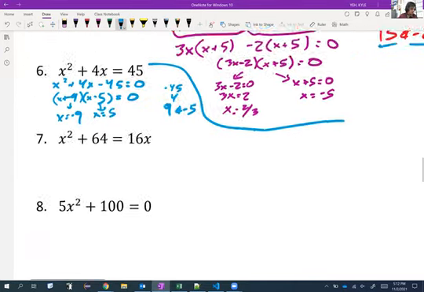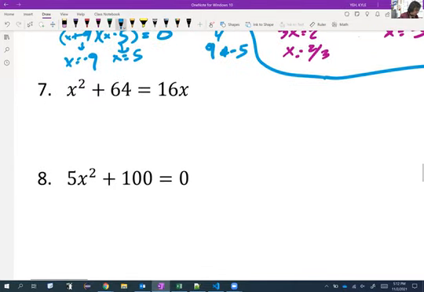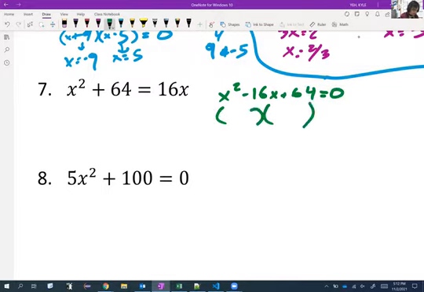Similar problem on number 7. I'll do this one in green. X squared minus 16x plus 64 equals 0. Set up our parentheses. We know that x squared is going to leave us with x and x. I know that the signs are the same because this is a plus and they're both minuses. I can look back and see that. Multiply to be 64, add to be negative 16, negative 8, negative 8.